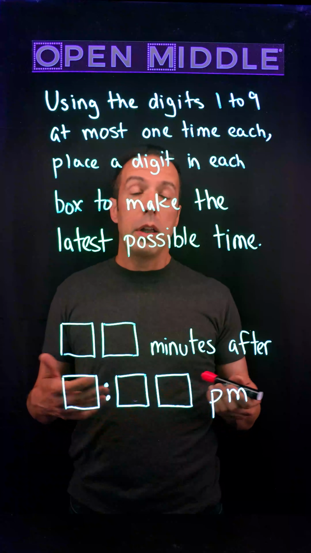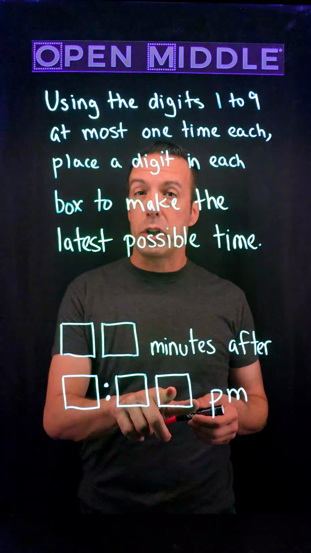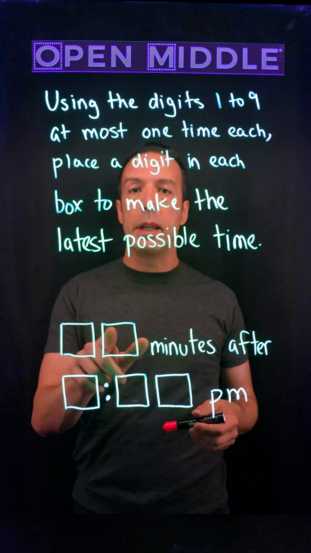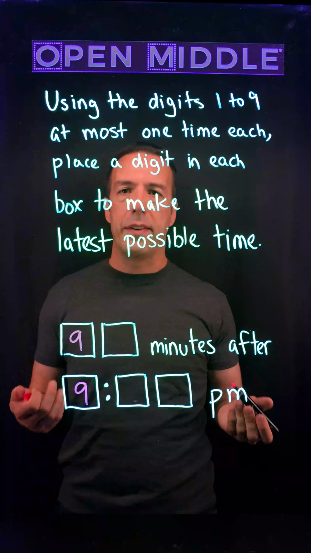So another way to look at it is, where does the 9 go? Is it best to go here? Is it best to go here? If we could allow it to go there, is it best to go for the hours or the minutes? And so you can get to interesting conversations like, should the 9 go here or should it go here? And how does that impact that?